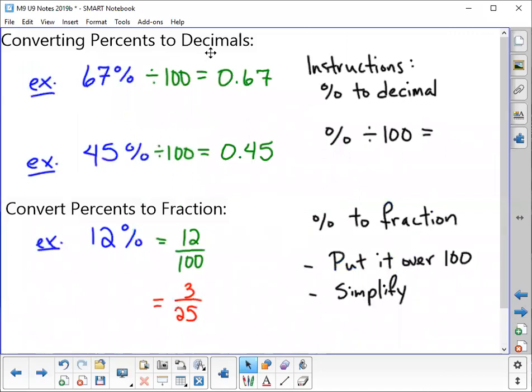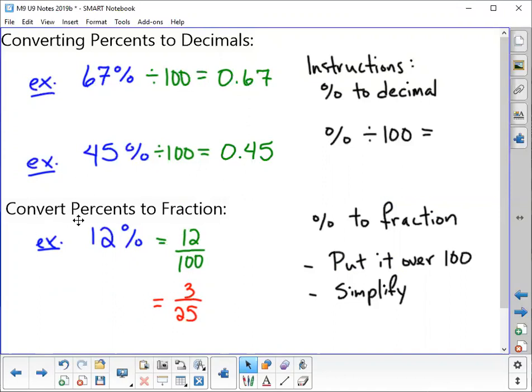So converting percents to decimals, this is actually the easiest. All you're doing is moving the decimal spot 2 spots over to the left. So we're dividing by 100. You get 67% divided by 100 is 0.67. 45% divided by 100 is 0.45.